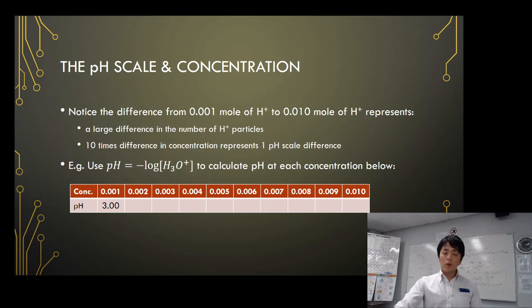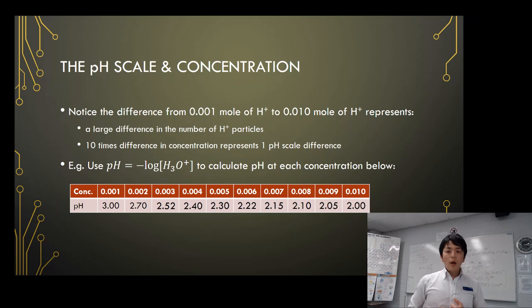concentrated than the original concentration. But the concentration doesn't always come in those, I guess, well-rounded numbers. So you could have 0.002, 0.003, and so on as concentration. And if you keep putting those numbers in, you can get pH like so. But you can see that 0.010 ended up with a pH of 2. So this also proves that 10 times the concentration would produce one different on the pH scale.